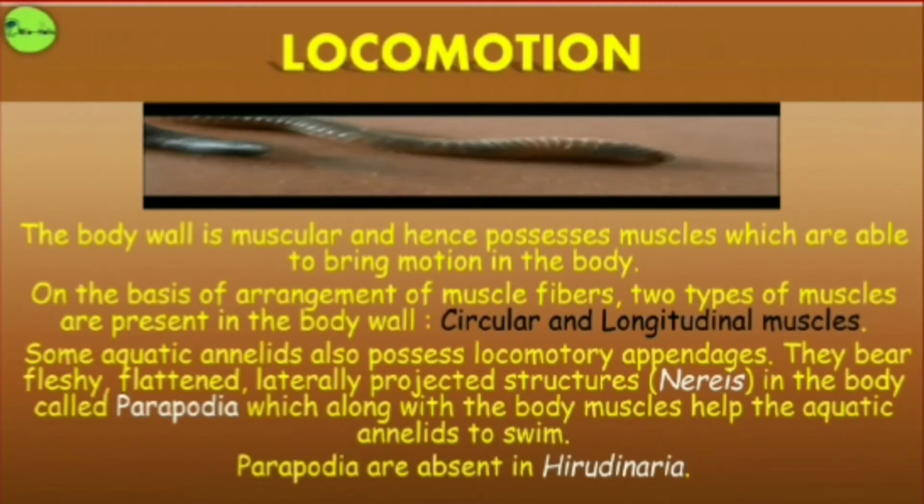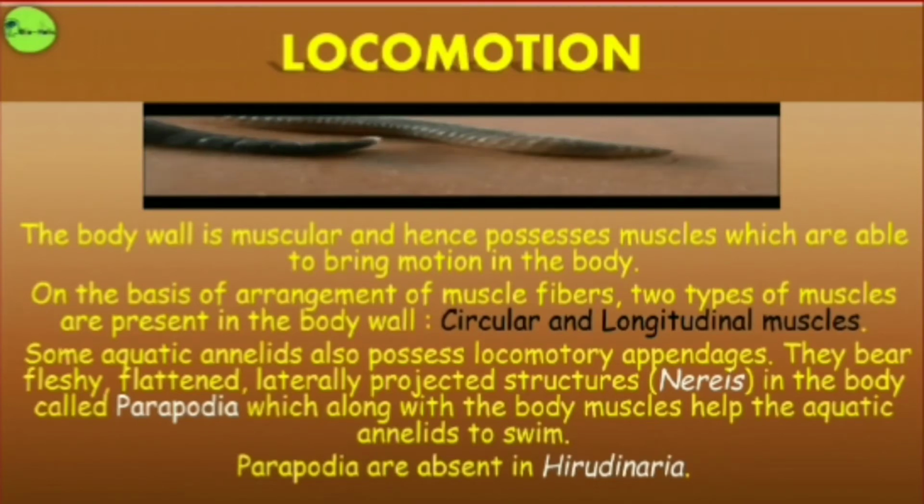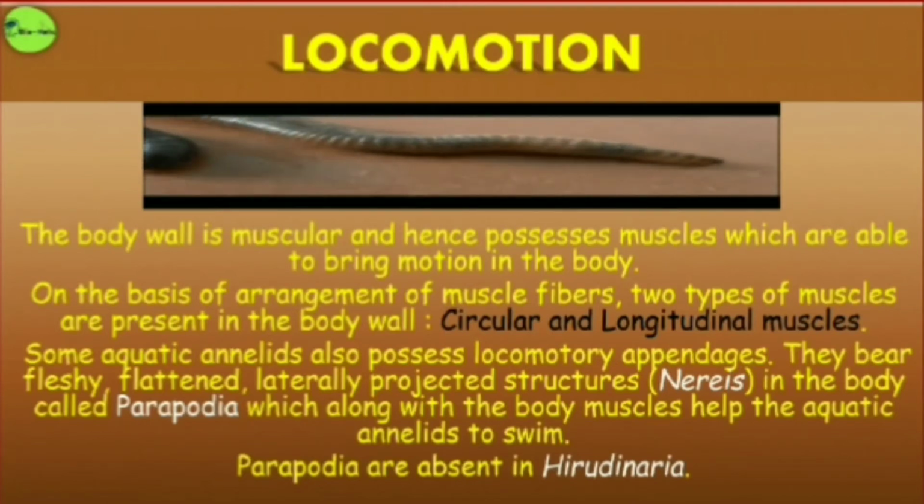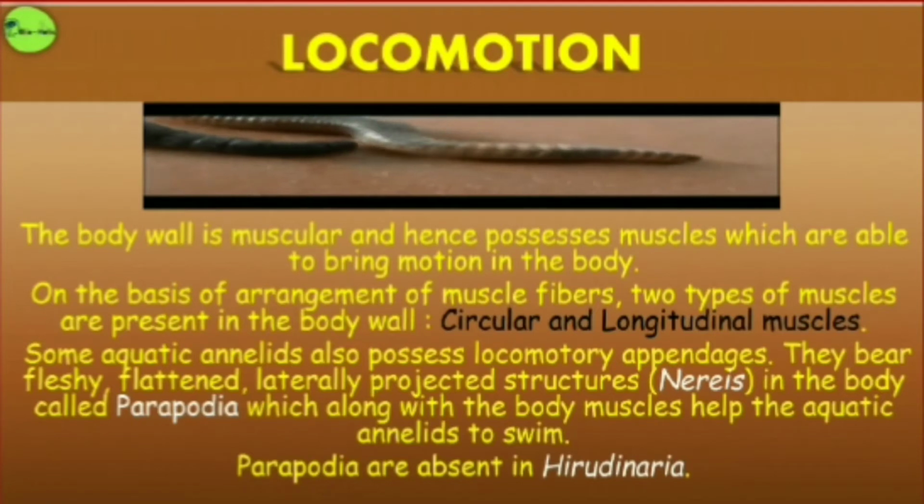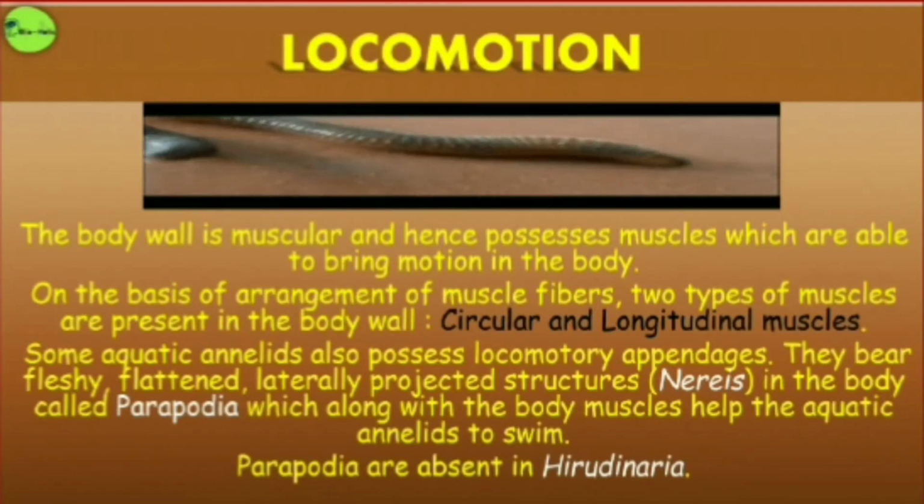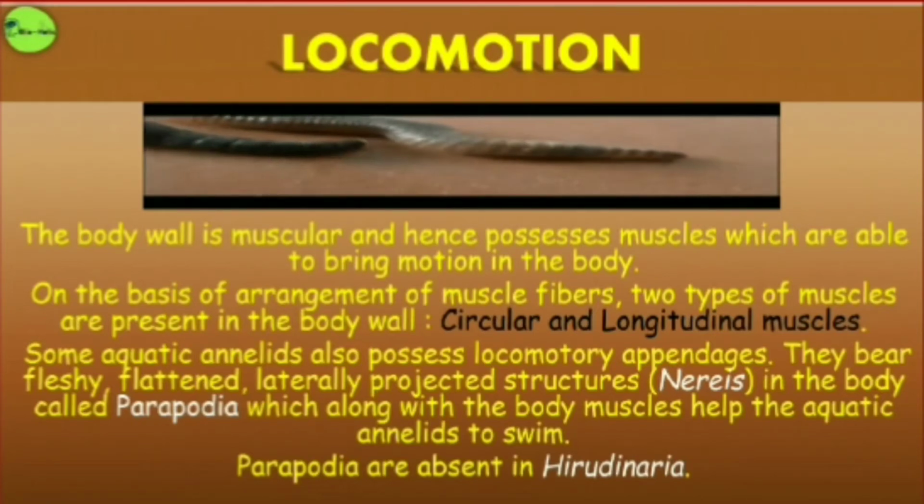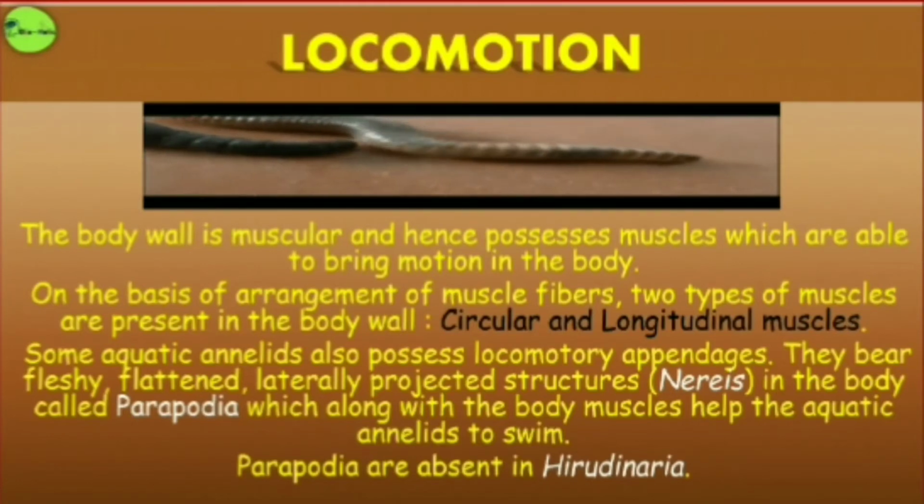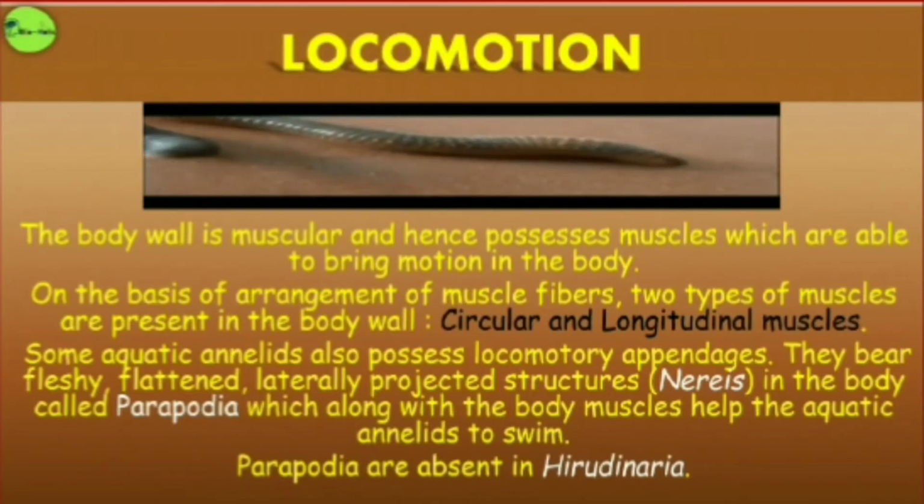Some aquatic annelids like Nereis also possess locomotory appendages. These appendages bear some fleshy, flattened, laterally projected structures in their body, which are known as parapodia, which along with the body muscles help the aquatic annelids to swim in water. But the parapodia are absent in Hirudinaria.